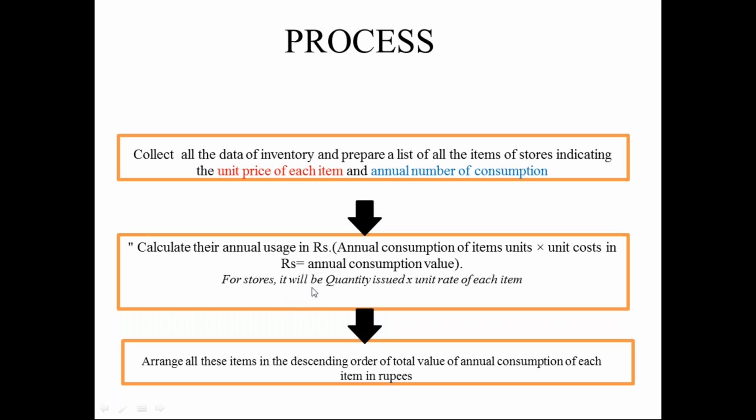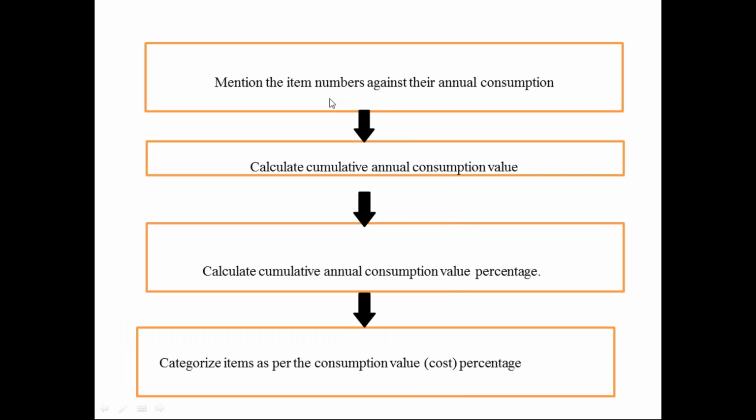For stores, it will be quantity issued multiplied by the unit rate of each item. Then we need to arrange all these items in descending order of total value of annual consumption of each item in rupees. Next, mention the number of item numbers against their annual consumption. Then we need to calculate the cumulative annual consumption value, and then the cumulative annual consumption value percentage. After finding this percentage, we need to categorize each item according to the percentage and cost.